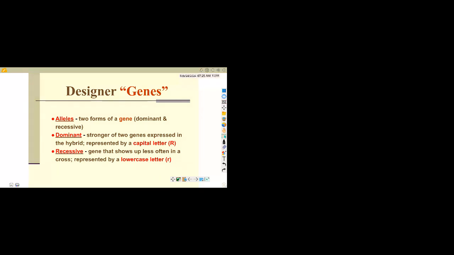All right. Now, genes can be dominant or they can be recessive. A dominant gene is a stronger gene, and it's represented by a capital letter. So without writing all of this, you can write stronger of the 2 genes, represented by a capital letter. A recessive gene is weaker, and it has a lowercase letter. So I wouldn't even write all that. I would just write weaker gene, lowercase letter. Weaker gene, lowercase letter.